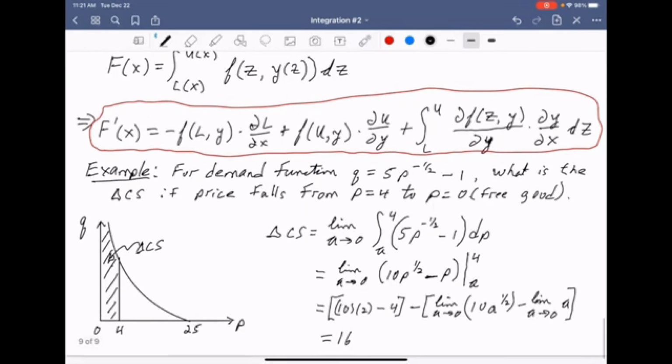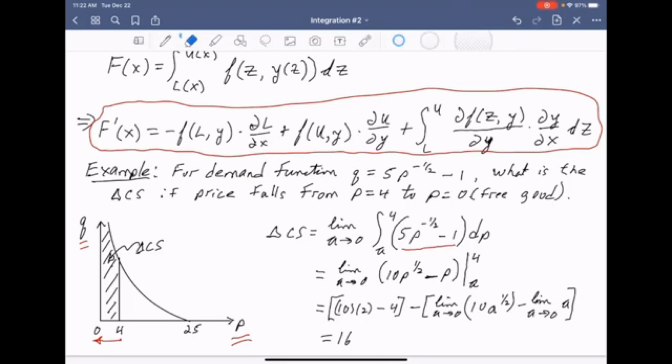So let's look at an example. For the demand function q equals 5p to the minus 1/2 minus 1, what is the consumer surplus change if the price falls from p equals 4 to p equals 0, so it becomes a free good? Notice that in this case I've got p on this axis, q on the vertical axis. We find that the price goes from 4 to 0, and we're interested in this shaded area that's shown, which is equal to the limit as a approaches 0 of the integral from a to 4 of the function 5p to the minus 1/2 minus 1, which is our demand function, and we work it through.